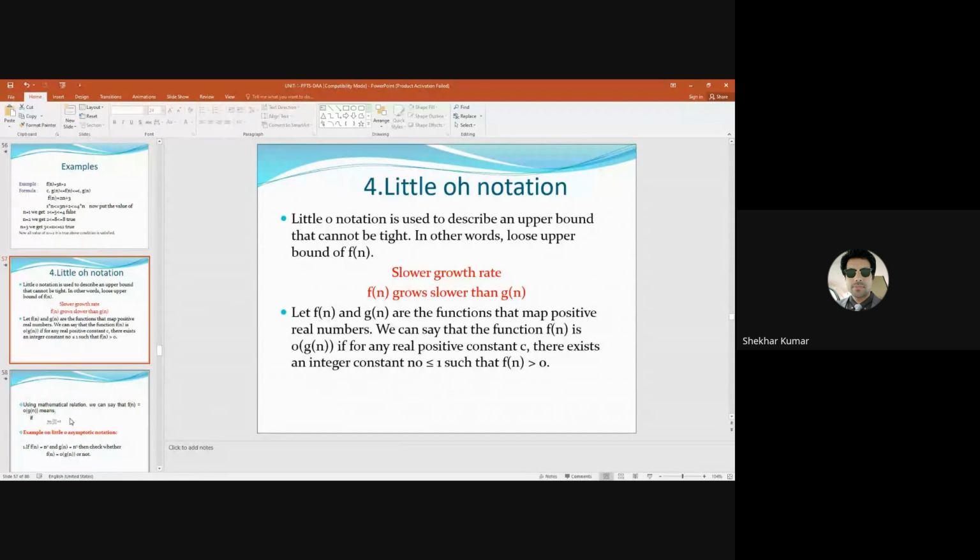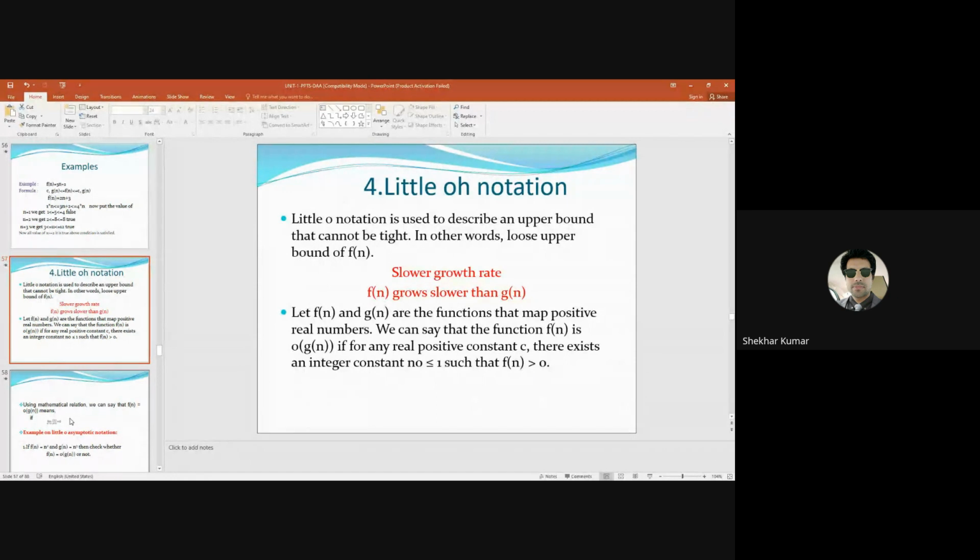It means the growth rate of function f(n) is slower than g(n). It means that g(n) is a loose upper bound of f(n). Generally, we never use little o and little omega notations. We generally use the big O notation, worst case.